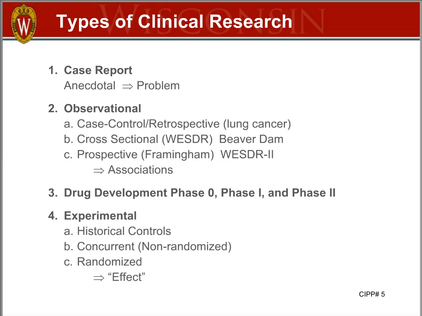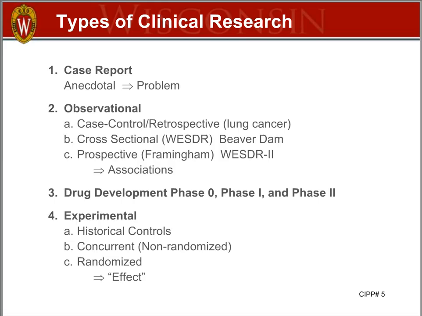The cross-sectional design is one where you look at a cohort across time and try to understand the association between events that exist or have occurred with, again, the risk factors that you can measure. Here I've listed a couple of examples. One is a diabetic retinopathy study in western Wisconsin. Another is an ophthalmology observational study in Beaver Dam, Wisconsin.